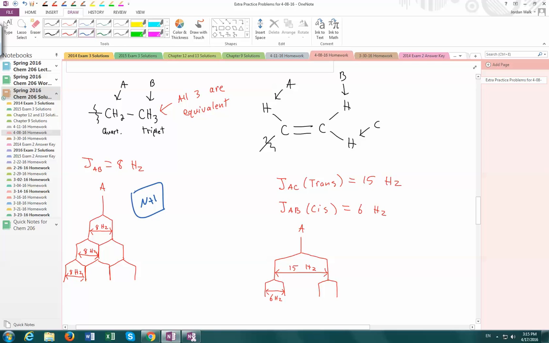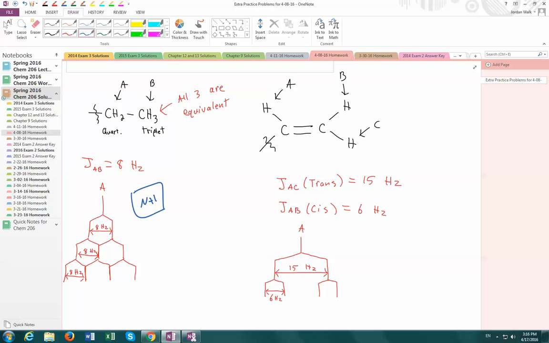Protons A here are being split by protons B, so following the n+1 rule, what kind of multiplicity would we expect? We would expect a quartet, right? 3 plus 1 is 4 peaks. Here's why we see 4 peaks, and this is why we're able to follow the n+1 rule.